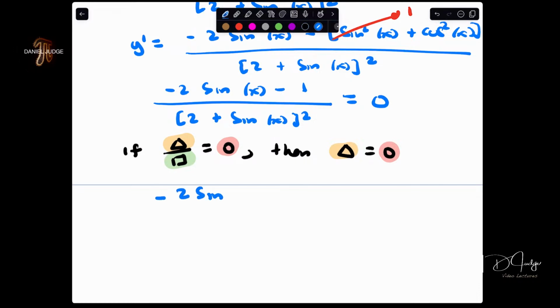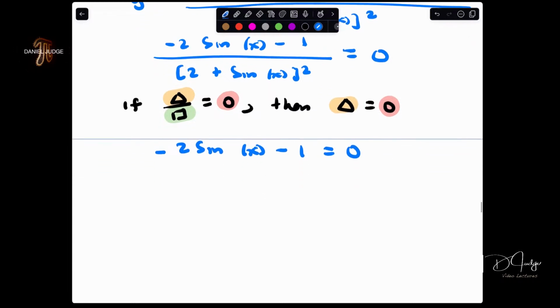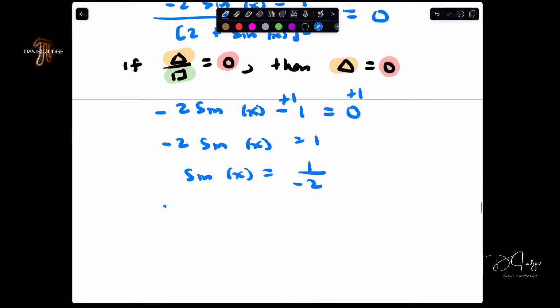Negative 2 sine x minus 1 equals 0. This is a trig equation. Okay, so you have to solve that trig equation. Negative 2 sine x, if I add 1 to both sides, will equal 1. Divide both sides by negative 2, and I end up getting sine x equals negative 1/2.